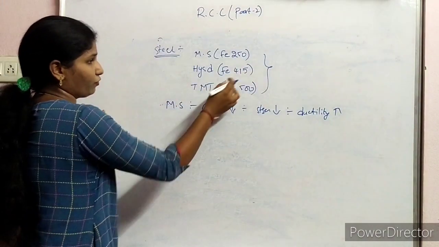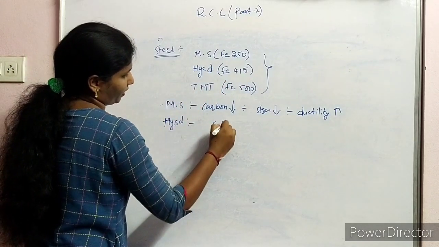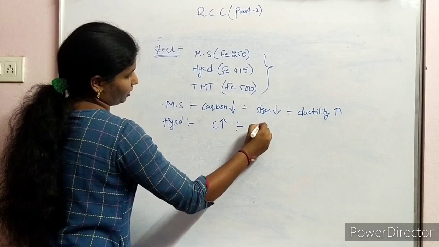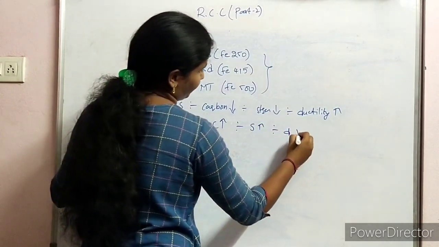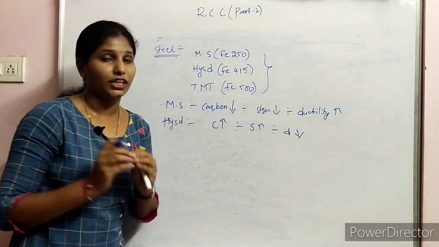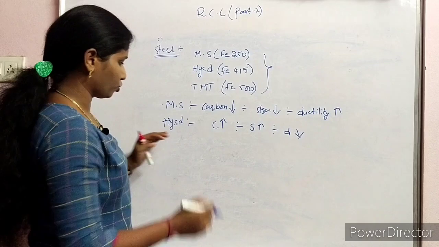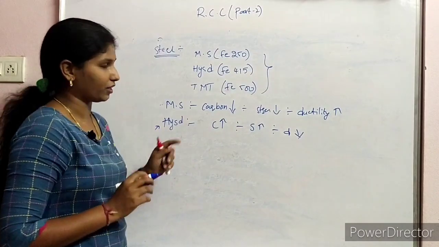Whereas in the case of Fe 415 steel, that is HYSD, carbon increases, so the strength of the structure also increases, and then ductility decreases. If ductility decreases, what will happen? The structure will collapse suddenly without any notice. So nowadays this is also not commonly used.